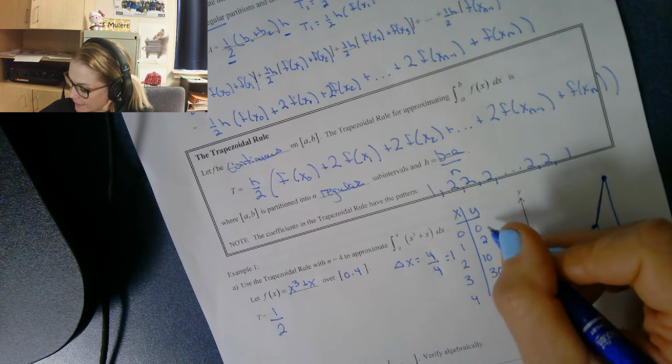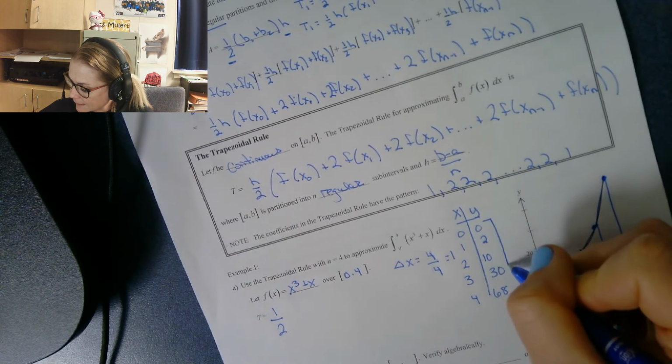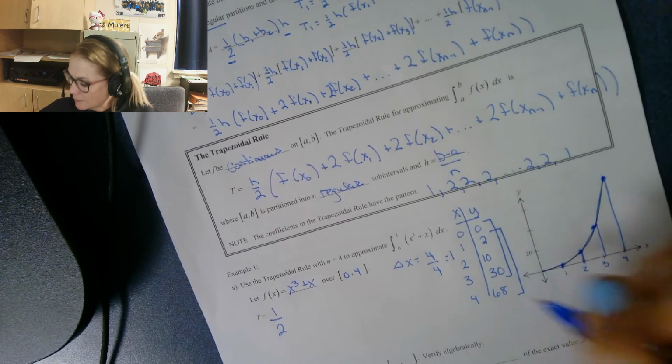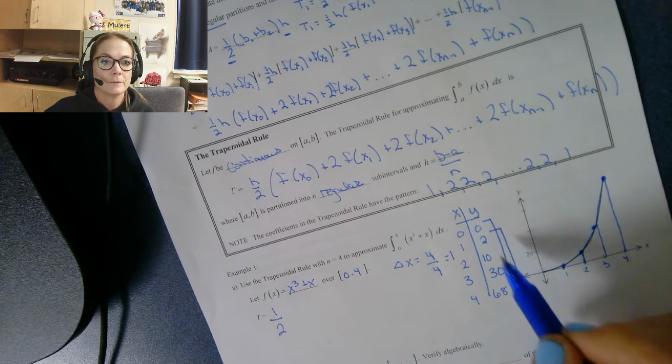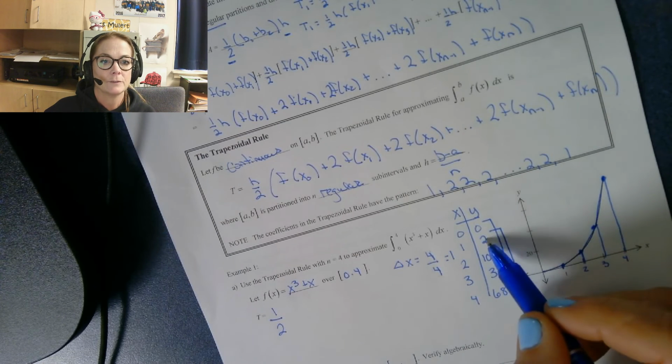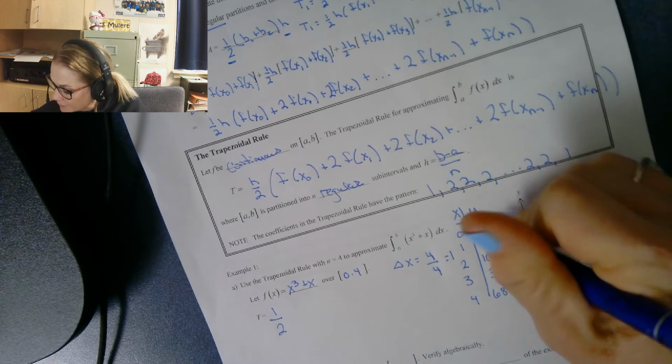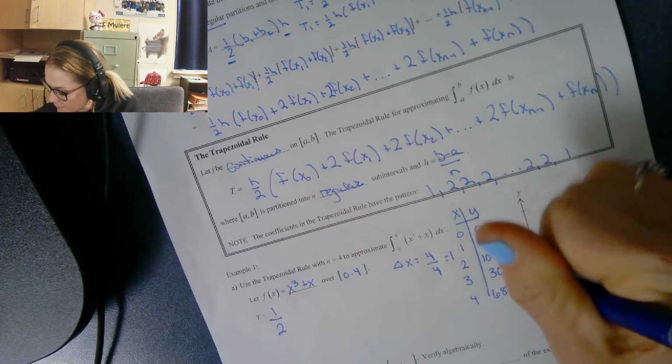Okay, so on your t-table, an LRAM uses these heights. An RRAM uses these heights. But a TRAM is going to use all of them. It's going to use this one once, this one twice, this one twice, this one twice, and this one once. So make sure you don't leave anybody out on the trapezoid.